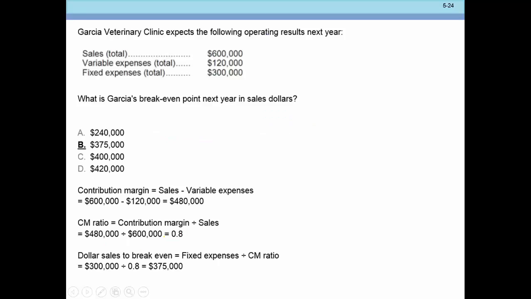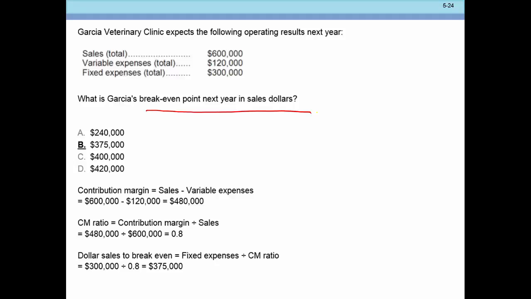This one, they're going to give me the sales, the variable expenses, the fixed expenses, and they want to know the break-even in sales dollars. Now, you're sitting here saying, well, John, couldn't I just figure that out per unit? Yeah, if they gave me the units. This problem didn't give me the units here, right? So I'm going to have to use my contribution margin ratio.